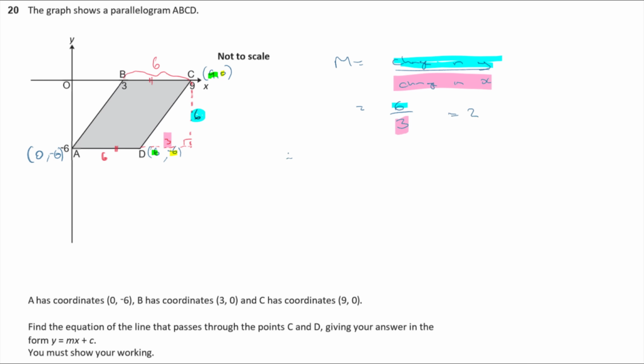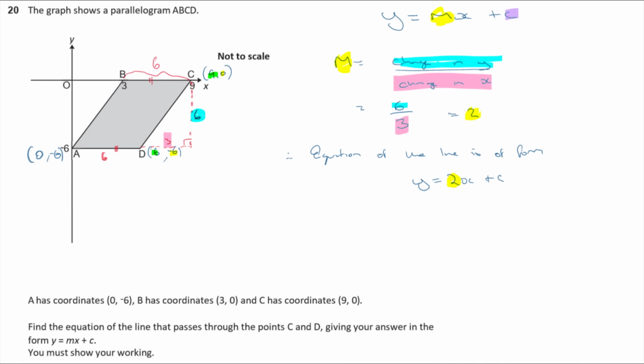So, therefore, the equation of the line is going to be of the form y equals mx plus c, but we know m is 2, so y equals 2x plus c. Okay, so we knew it was in the form y equals mx plus c, and we already found m. We found m to be 2, so that goes there. So then the next thing we need to do is work out the value of c.